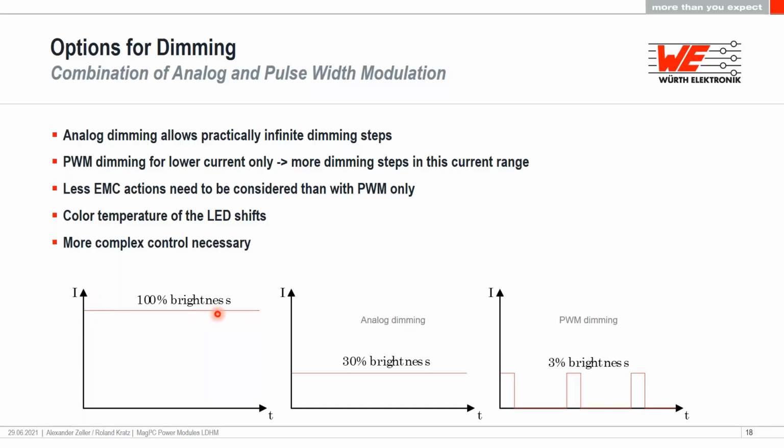But from the 100% brightness to 30% brightness, the chromaticity coordinates will change. And when you start from here with PWM dimming, then the chromaticity coordinates will stay like at the 30% brightness DC current. For sure, you will have more complex control necessary, but this is all included in nearly all of the microcontrollers available on the market with the timer stages.